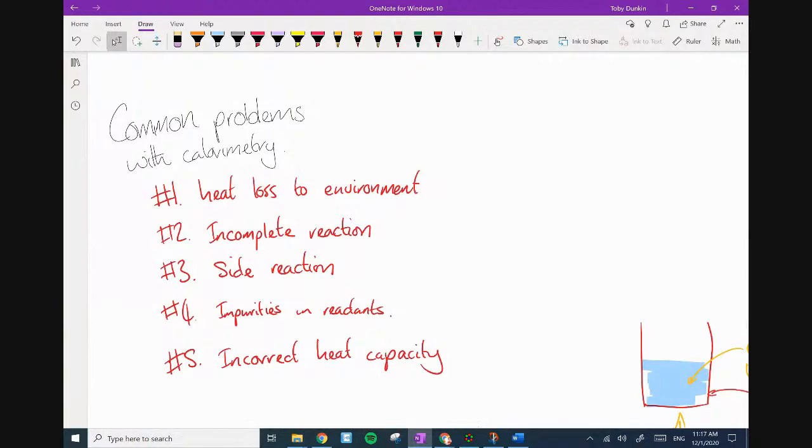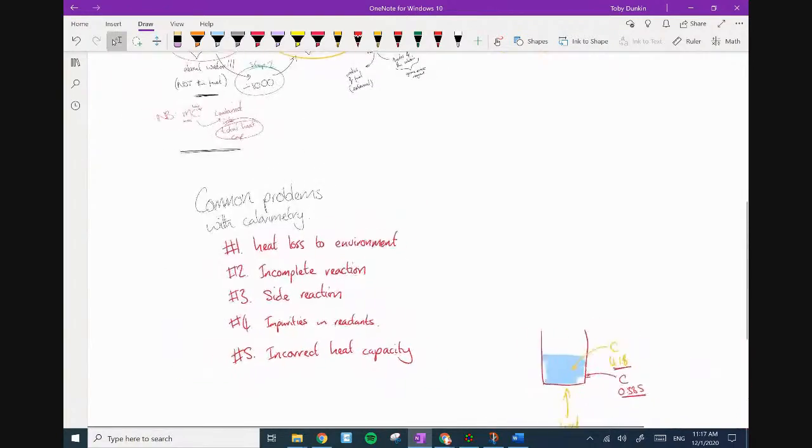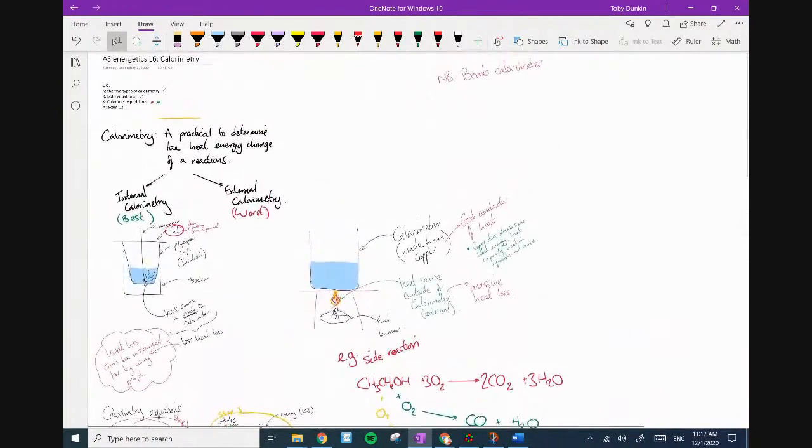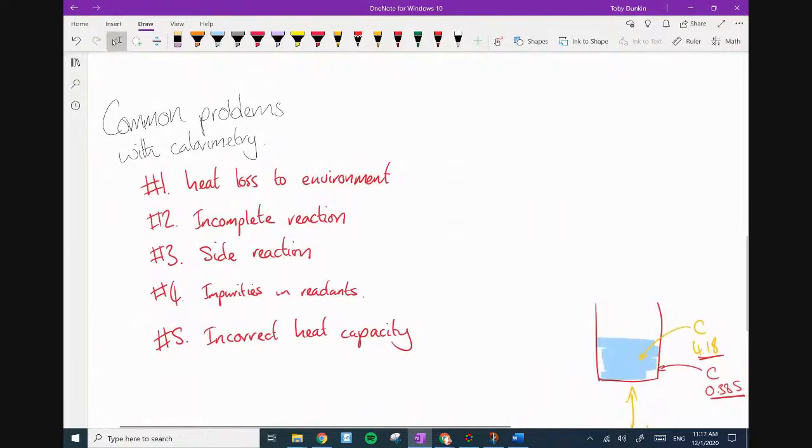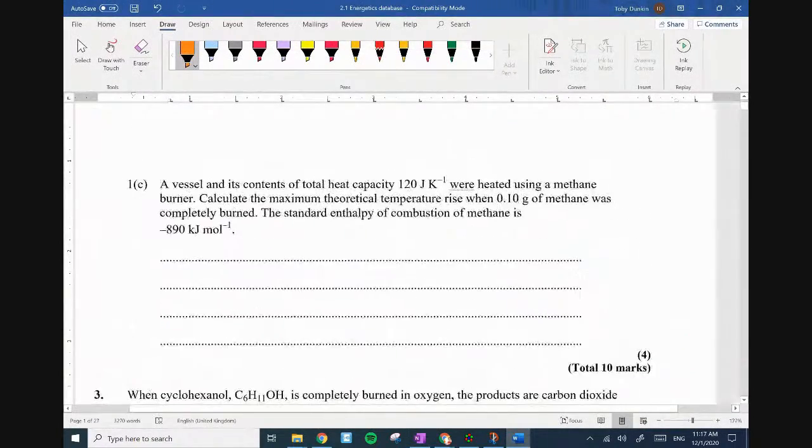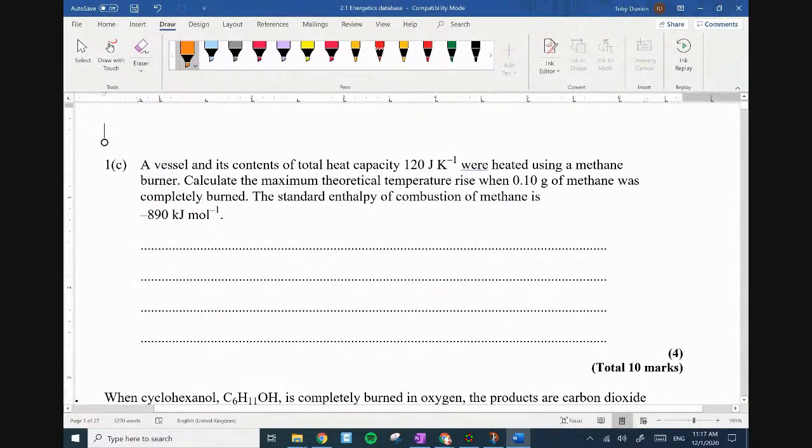Now that we've discussed these problems, what we can now do is start looking at the exam questions. This is important, just to get straight into it. This is a database of questions on energetics, and I'm going to pick out all the calorimetry questions. I'm going to do this one straight off the bat, full screen snip.